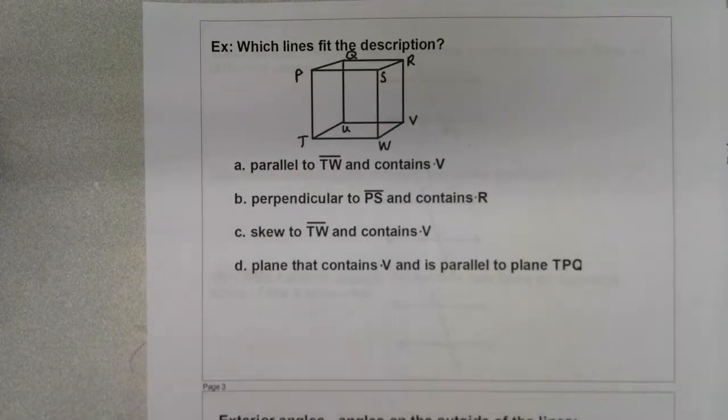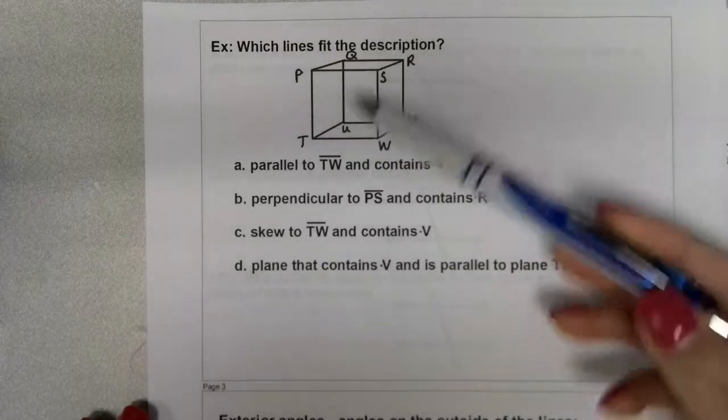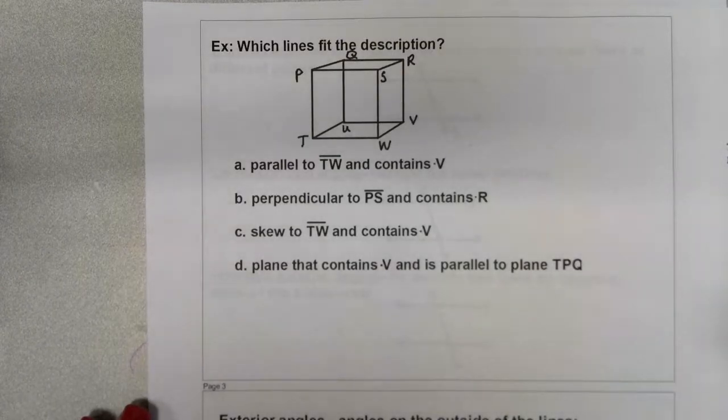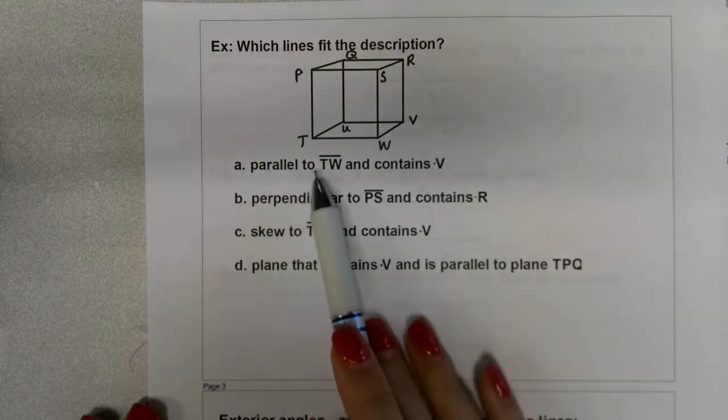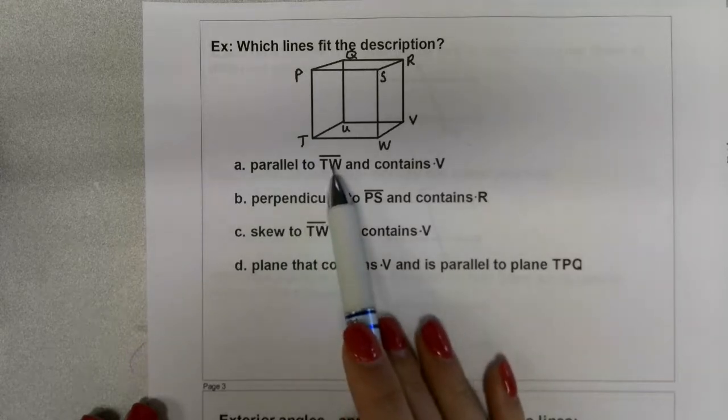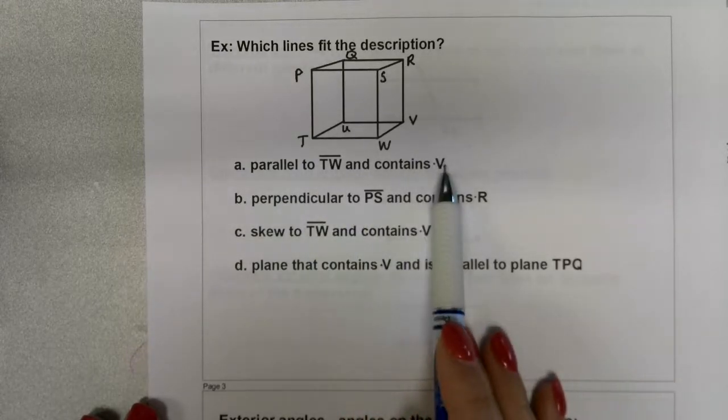Okay, so we're going to look at some of those words that we just used, parallel, perpendicular, and skew, and figure out which one fits the description looking at this cube, okay? So we want a line that is parallel to TW and contains point V, okay?